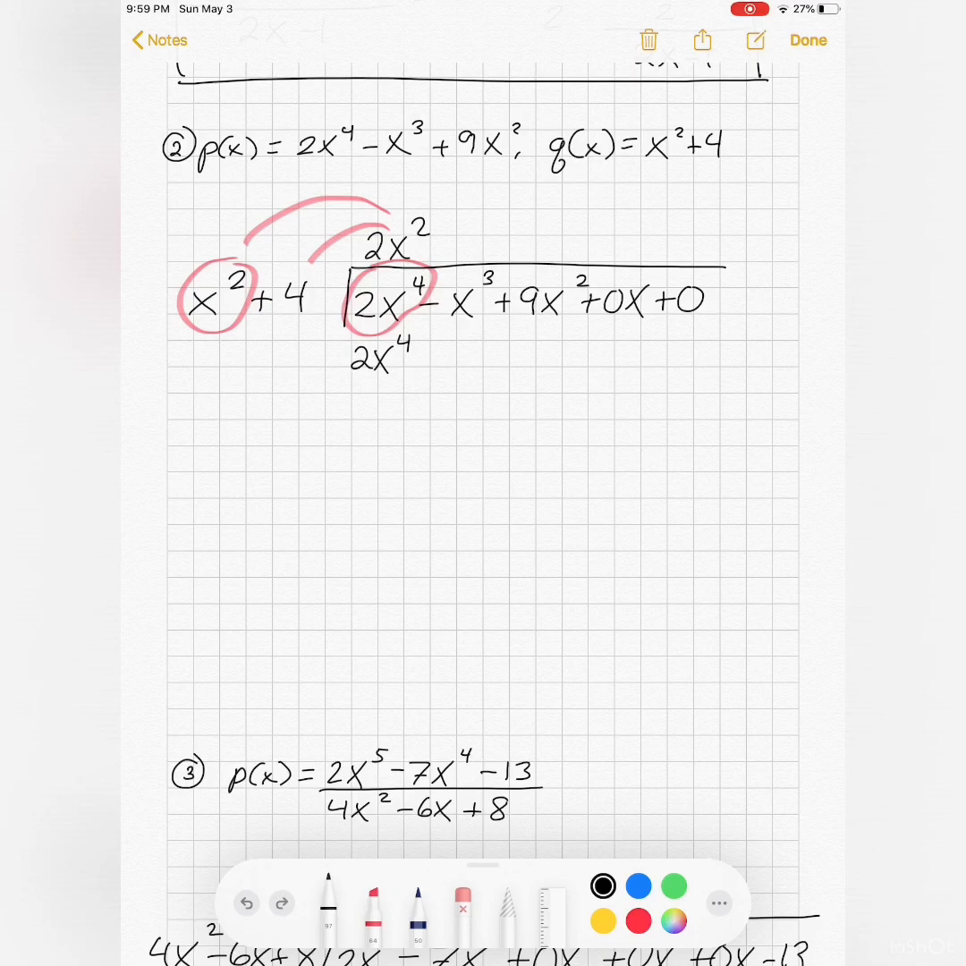Let's see. Plus 8x squared. And go ahead and bring that x cubed down. Subtract.